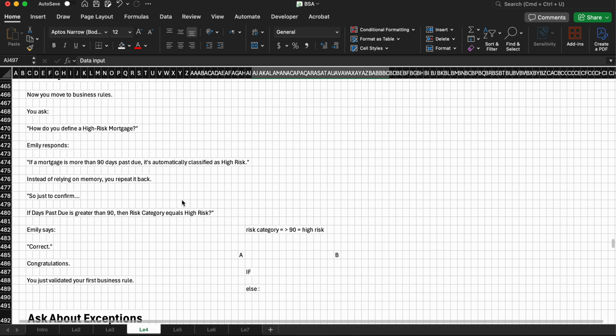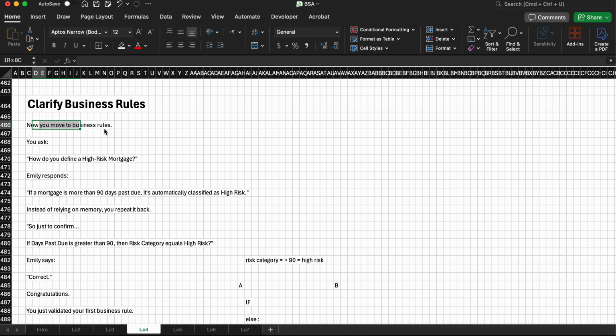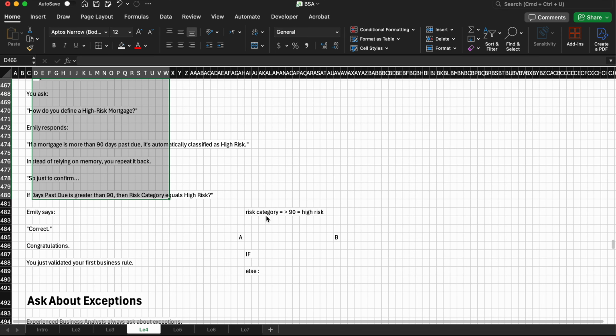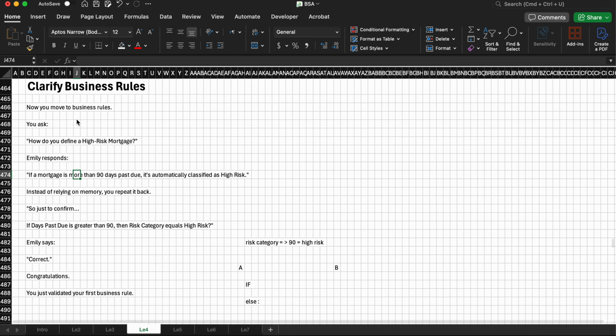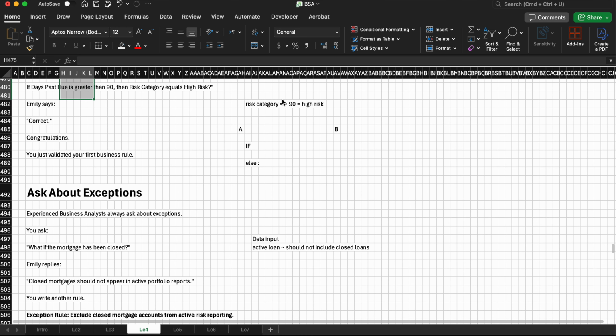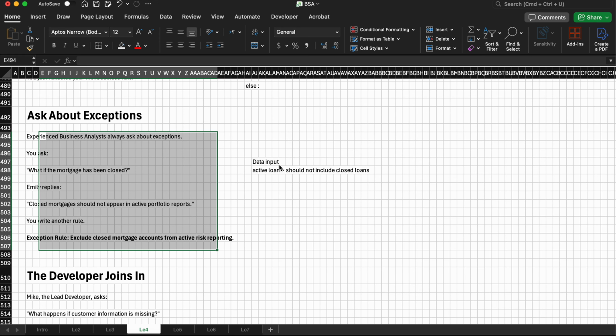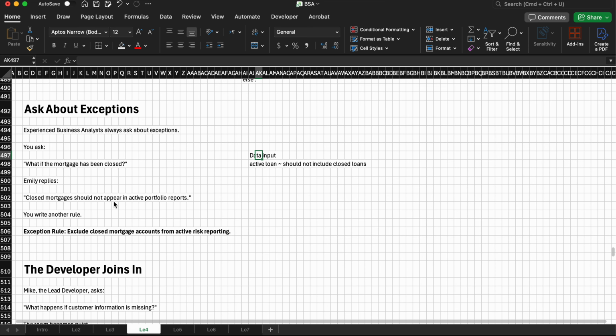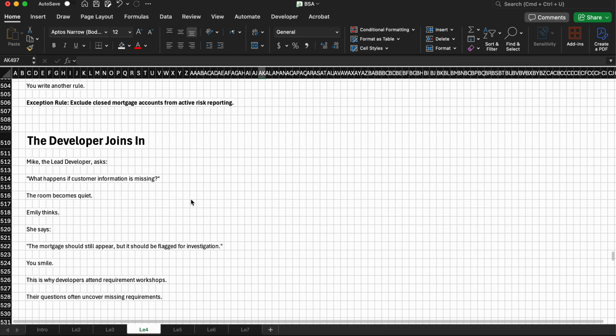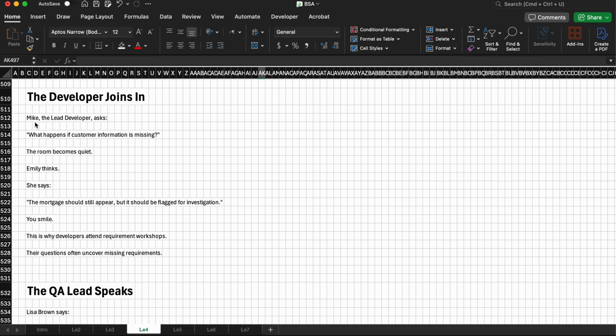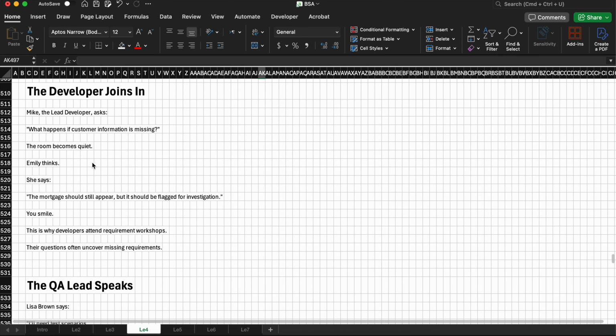Every conversation is important, so it's not only listening, you are also taking notes. While I'm talking about this use case, I'm taking notes on the right side. That's what I took, and I also noted the exception handling. Now the developer Mike is asking a question. Let's see what question he has. What happens if the customer information is missing? Let's see why customer information is important.